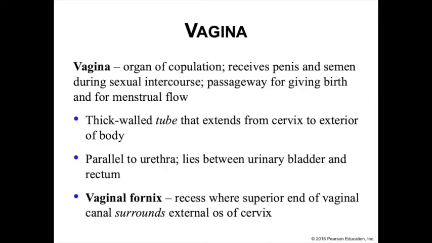Vagina, entrance and exit basically to the uterus. So it's going to be the entrance for sperm. It's going to be the exit for the menstrual cycle, for basically that endometrium being sloughed off from that uterus, and also the exit for the baby.